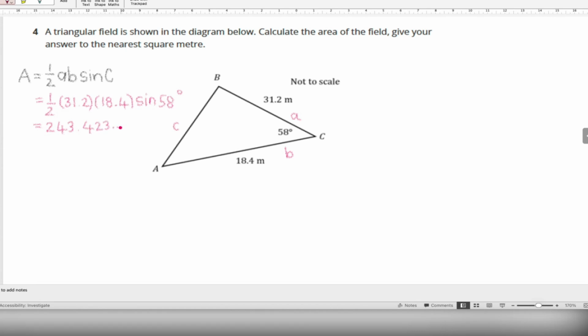But in the question, they asked, give your answer to the nearest square meter. That means the final answer is going to be 243 squared meters. So there is your final answer.